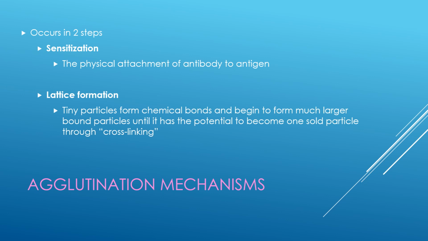In lattice formation, for this to happen, there has to be an appropriate antigen-antibody concentration. The antibody size is also a consideration, and IgM, because it's a pentamer, binds better because it's larger. The number of combining sites on an antibody and the number of combining sites on an antigen or cell or particulate would have to be equal. Okay, tiny particles from chemical bonds begin to form much larger bound particles until it has the potential to become one solid particle through cross-linking.